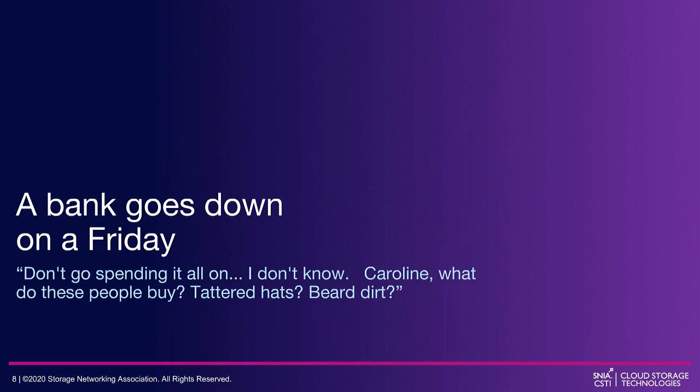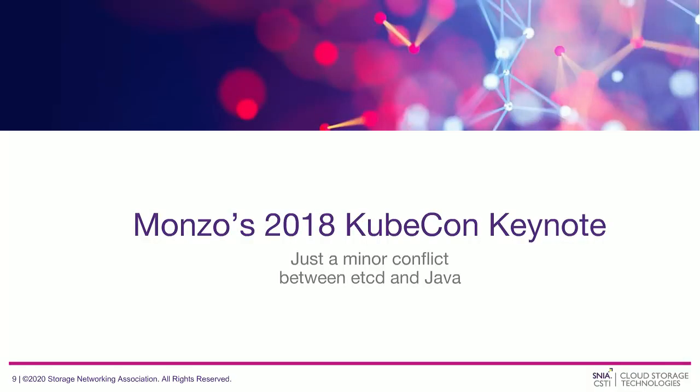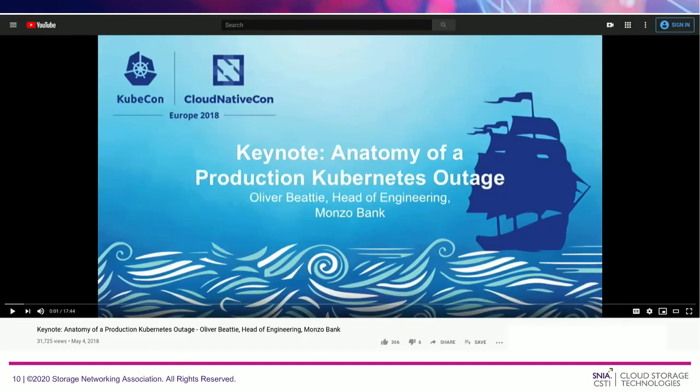So the first case we're going to talk about is a case of a bank in the United Kingdom. They had an outage, and in 2018, they attended KubeCon, which is the Kubernetes conference that happens yearly. At that conference, they shared a story about an outage that they had. So you can imagine an outage at a bank being pretty bad news. It's as bad as you might think it is.